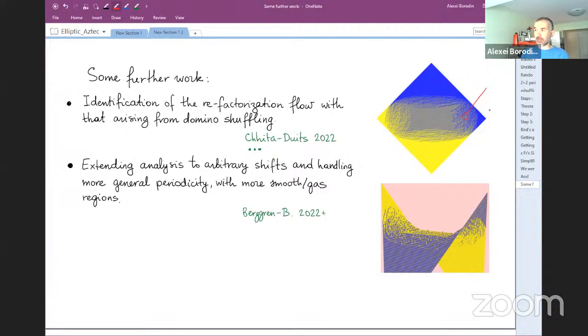And then also I spoke about the period two situation, so the weights are periodic in both horizontal and vertical directions with period two. Of course, an obvious generalization is to consider higher order periodicity. That leads to higher genus curves and linearization on the Jacobian.